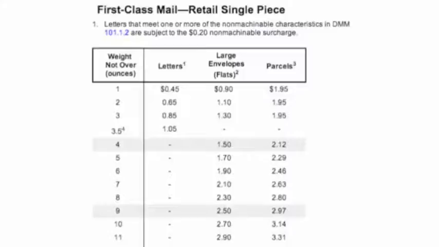Notice that if we are mailing an envelope that does not weigh over 1 ounce, then the cost is $0.45, in other words, 45 cents. If the envelope is between 1 and 2 ounces, the cost is 65 cents. If it's between 2 and 3 ounces, the cost is 85 cents. If the envelope is between 3 and 3.5 ounces, the cost is $1.05. And after that, we start using large envelopes and have to move to another column.